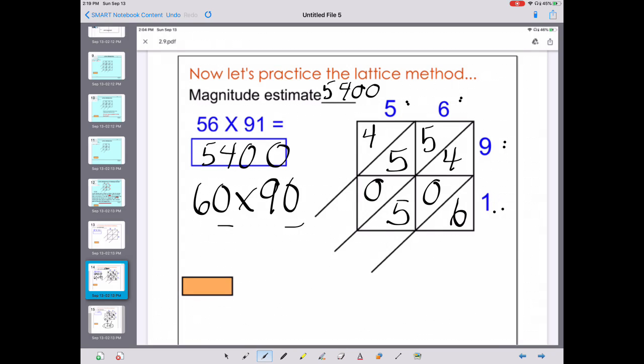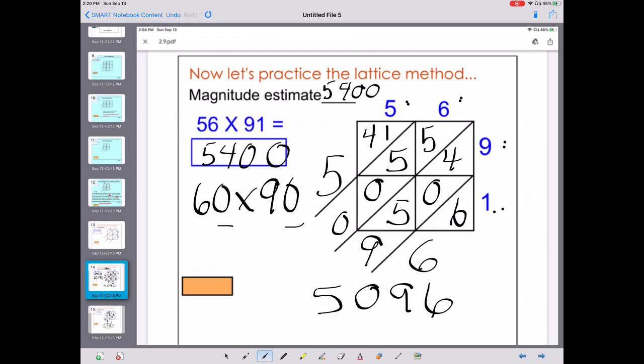Add down my slides. 6. 5 and 4 is 9. 5 and 5 is 10. Carry my 1 to the next slide. 4 plus 1 is 5. My answer is 5096. And that is somewhat close to 5,400.